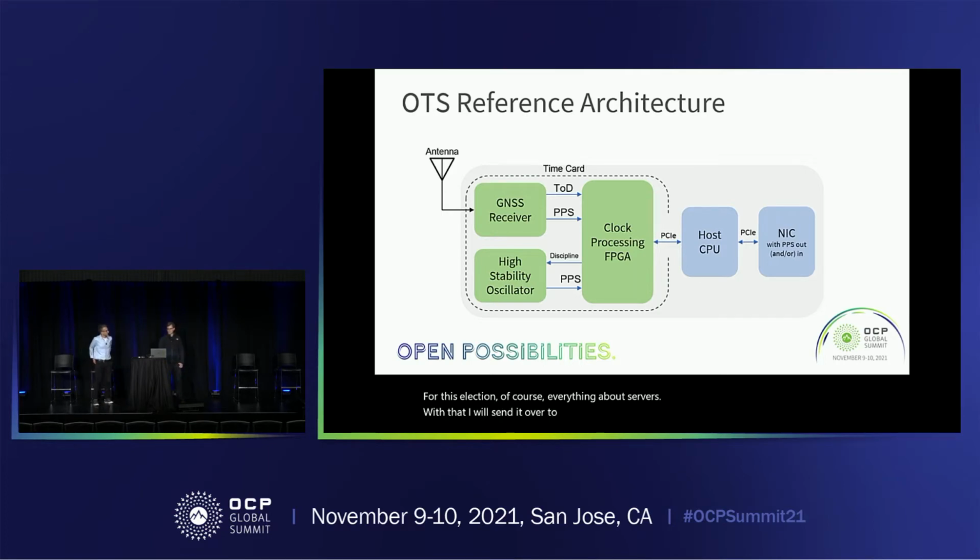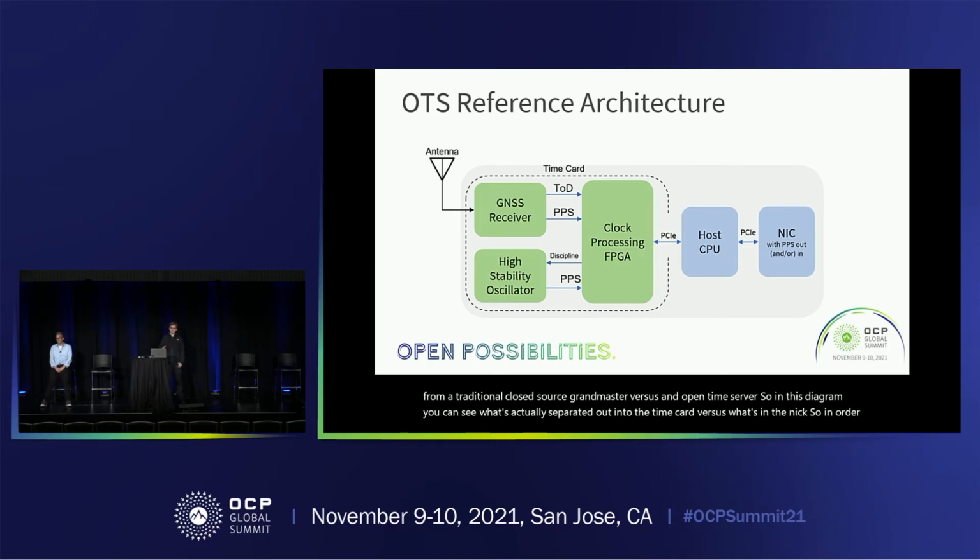Hi, so to look inside the time card itself, as Elad described, we have to talk about what is different from a traditional closed source Grandmaster versus an open time server. So in this diagram, you can see what's actually separated out into the time card versus what's in the NIC. In order to get the time onto the device, we needed the PCIe bridge to have it act like a normal PCIe-capable POSIX clock, same as any commercial NIC that acts as an ordinary clock. But then on top of that, we also needed the GPS time in order to get globally accurate time, the time of day, and the PPS.